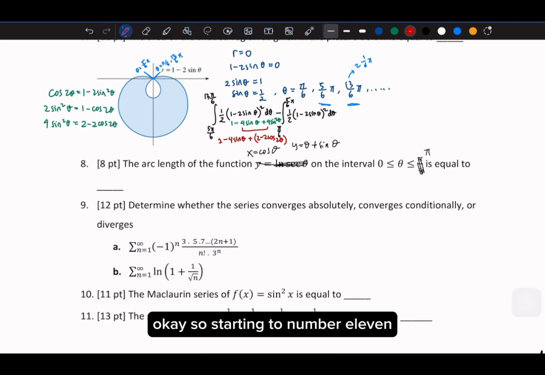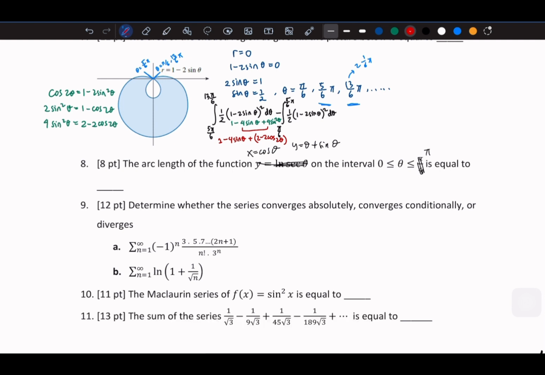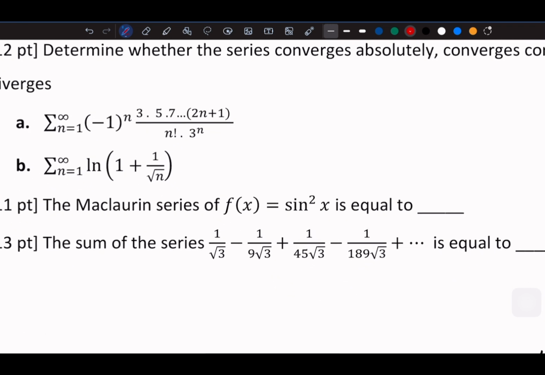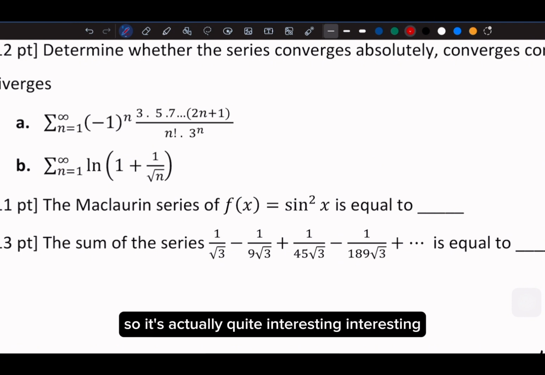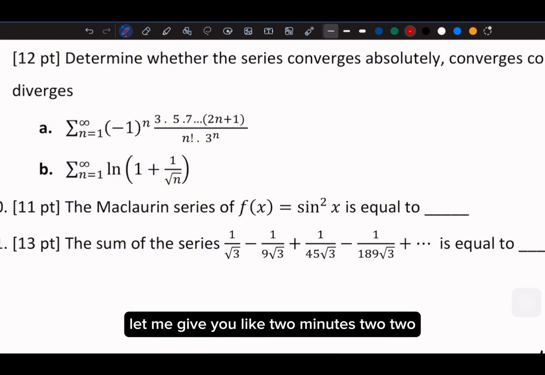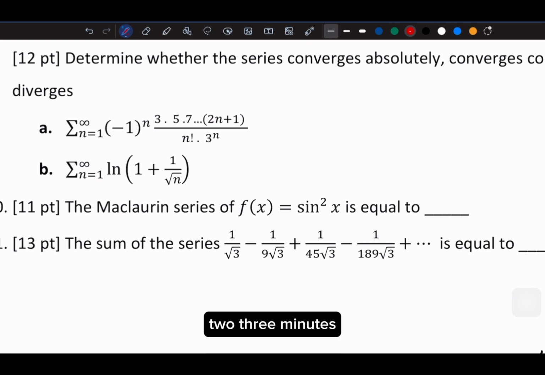Okay, so starting with number 11. So it's actually quite interesting. Do you want to try first? Let me give you 2 to 3 minutes.